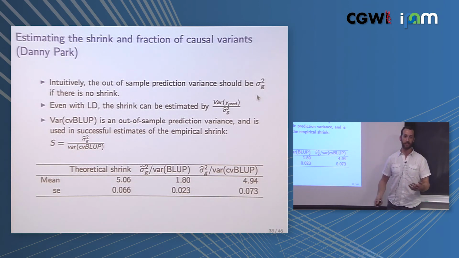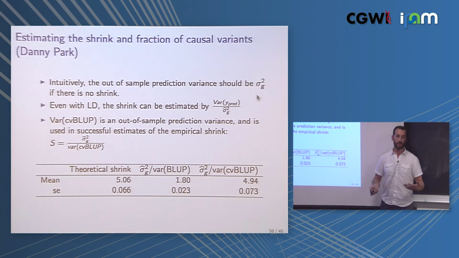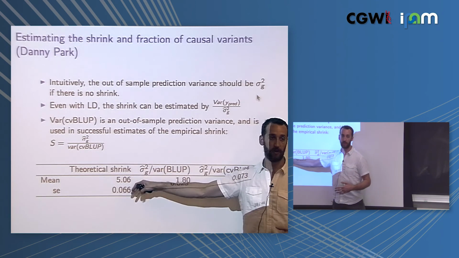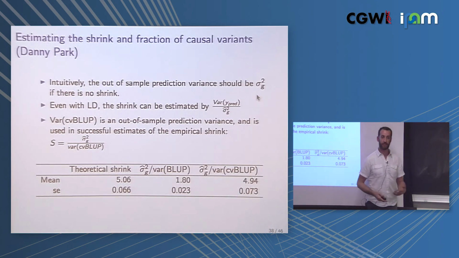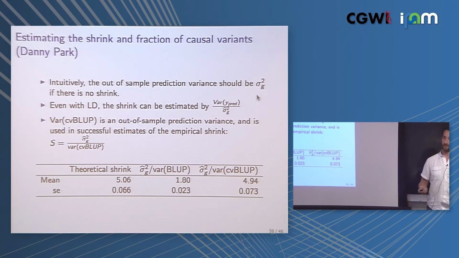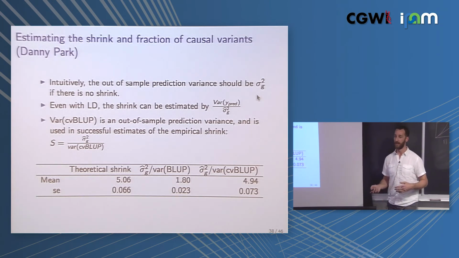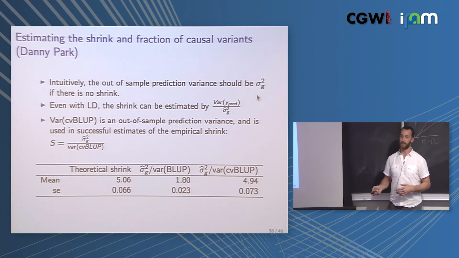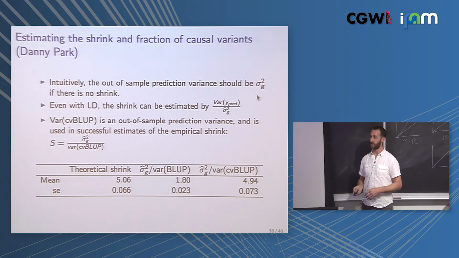In particular, if we know the number of individuals in our sample, we can tell you something about the number of causal variants in the phenotype. So this shrink is doing something really nice for us in terms of learning about the genetic architecture of the phenotype.